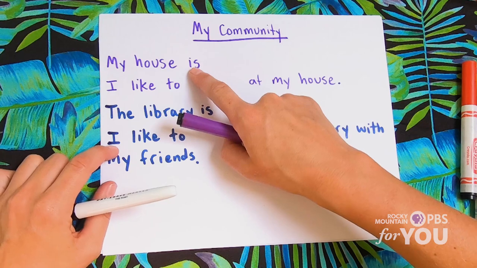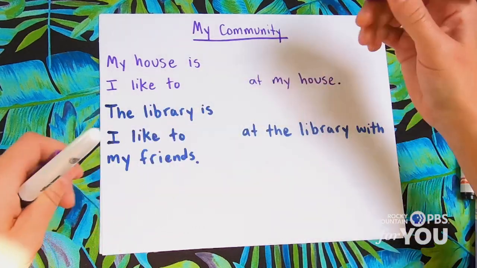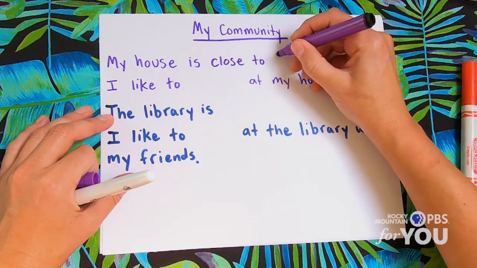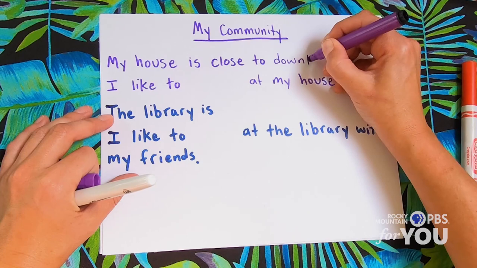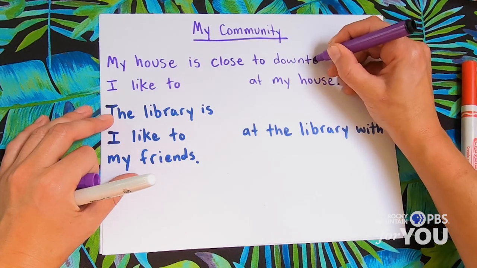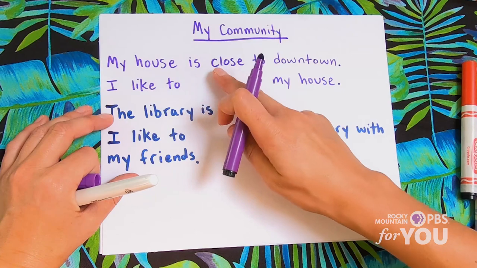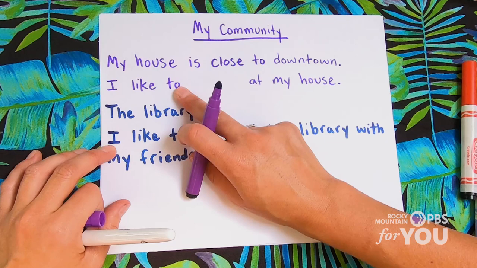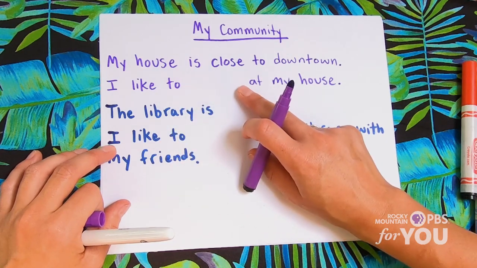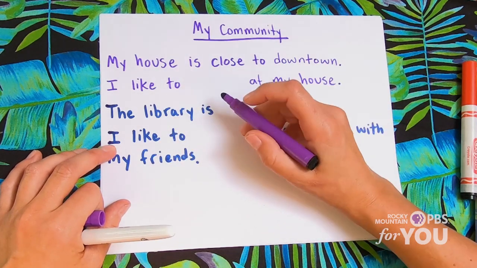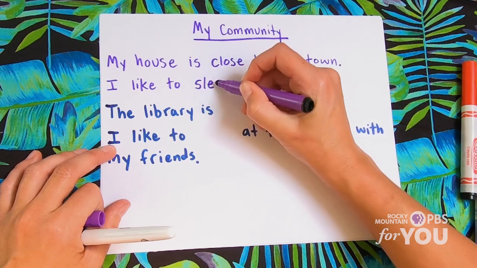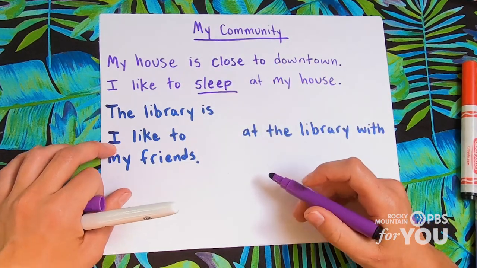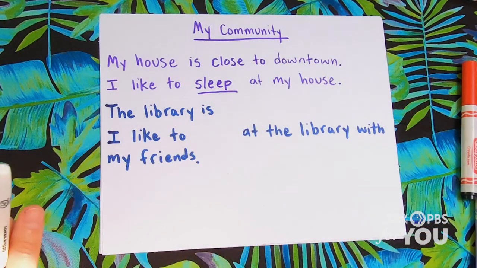My house is, what can I say about my house? My house is close to downtown. Downtown is the middle of the city. My house is close to downtown. I like to think back to those action words, those verbs. I like to sleep at my house. There's our verb.